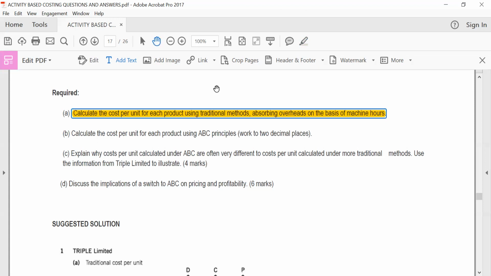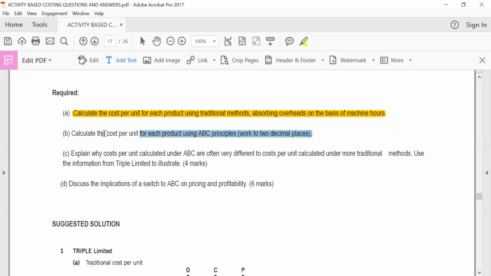Good. So that is why the examiner said traditional. So you have to use absorption costing here, not marginal costing, because marginal costing is not in the PM syllabus. Do not worry yourself with that. You are not an F2 student.